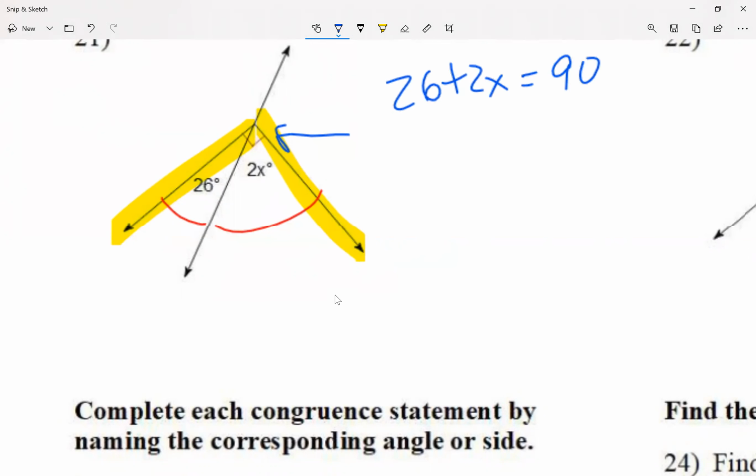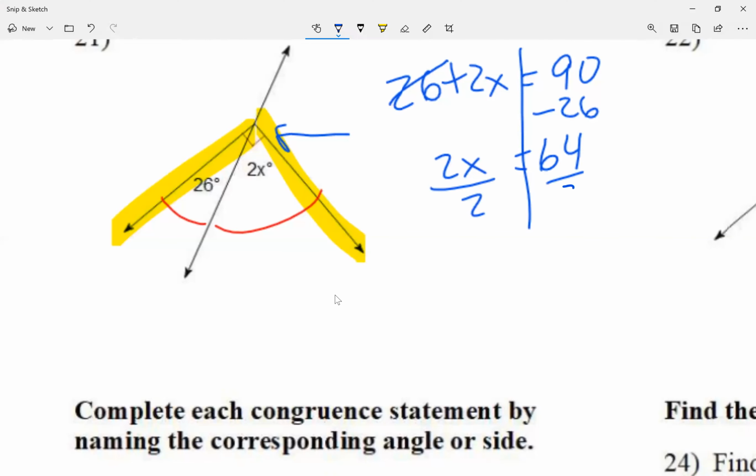Now the rest is just algebra. So let's separate them to the equal sign. Cannot combine like terms on the left. So I'm just going to try to get the x by itself. The 26, let me move it over as a minus 26. So I get 2x is equal to 90 minus 26, which is 64. Now when I divide both sides by 2, I get x is equal to 32. My instructions again were find the value of x, 32.